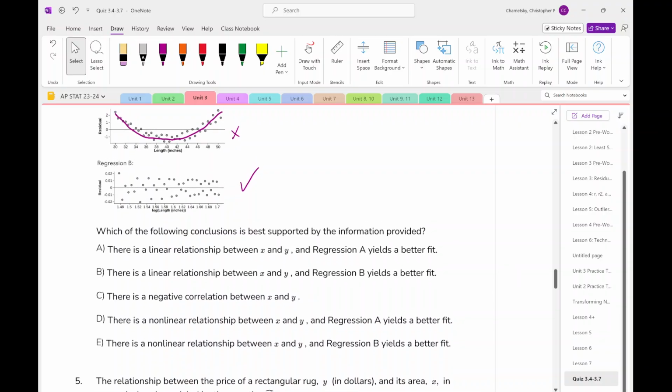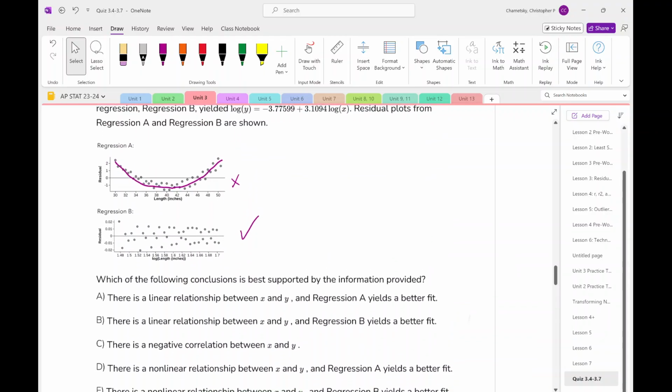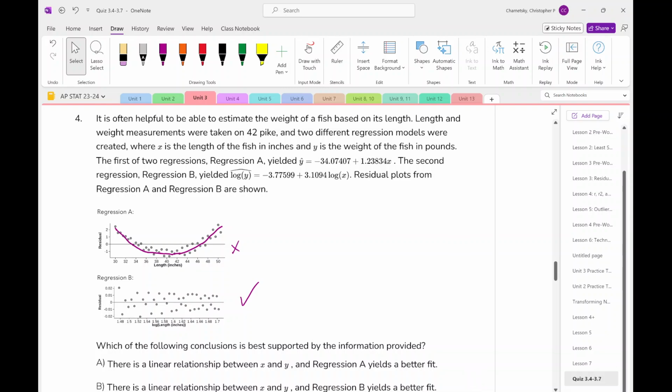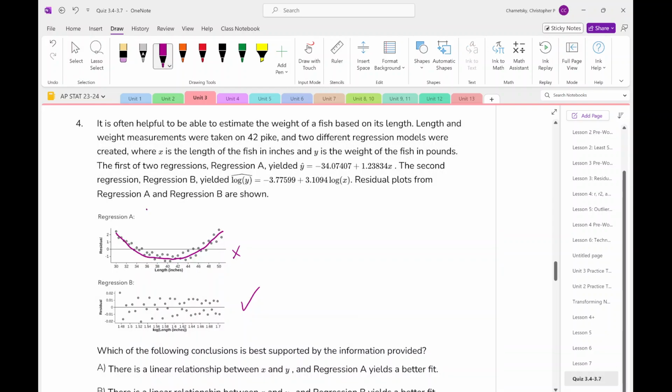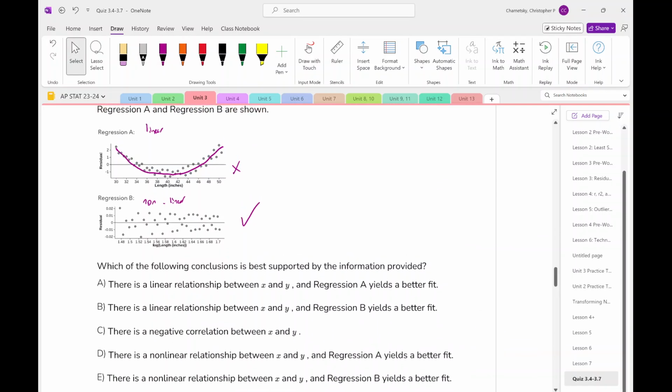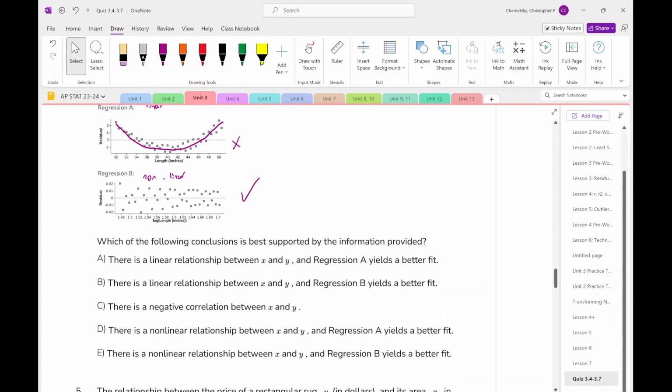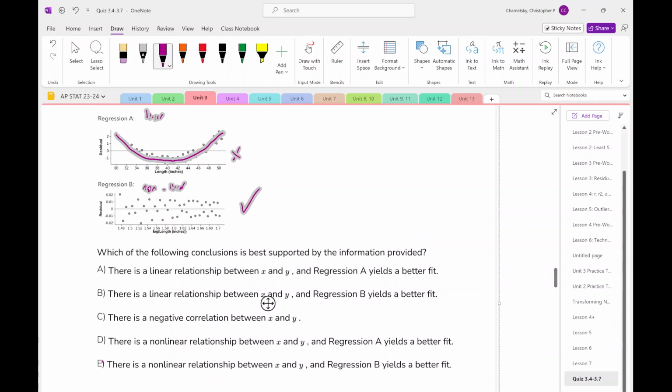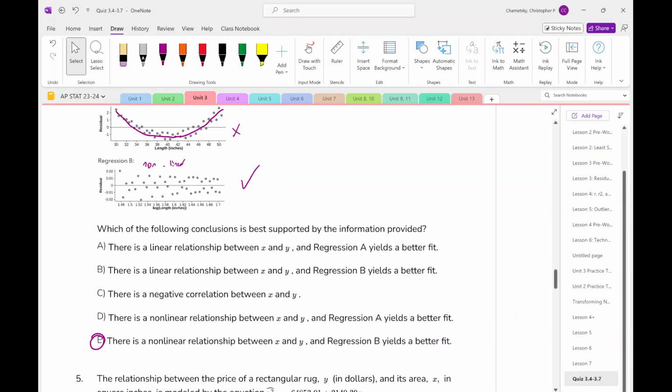Which means there is a non-linear relationship, because A was the linear and B was the non-linear. We used the log y and log x. So there's a non-linear relationship, and the better regression is going to be B.